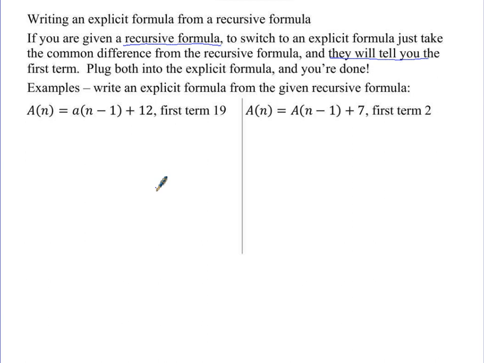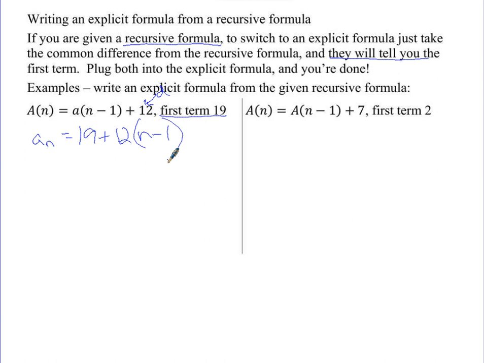The explicit formula is a sub n, not a of n, a sub n equals what? A1, which is 19 plus the common difference, which is, that's the common difference right there, D. So plus 12 times, that's the answer.